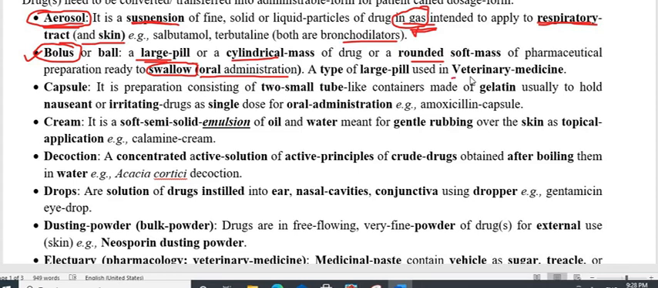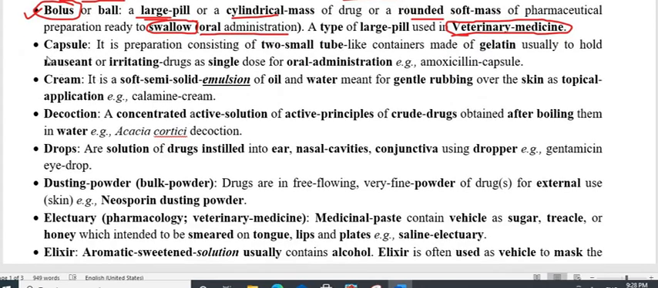So this is for the very important term for veterinary preparation for large animal and oral preparation in solid form. This is usually bolus is in the solid form. This is important. Now we have to go through the capsule.